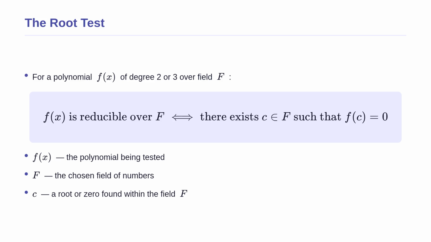This brings us to the most fundamental diagnostic tool, the root test for polynomials of degree 2 or 3. The rule states that a polynomial of degree 2 or 3 is reducible over a field F if and only if it has a root in that field. Conceptually, this turns the hard problem of factoring into the much easier problem of just looking for a single root. A root is simply a number that makes the entire polynomial equal to 0. If you find a root, it is reducible. If there are absolutely no roots in your field, it is irreducible. Remember, this specific test only works for degrees 2 and 3.